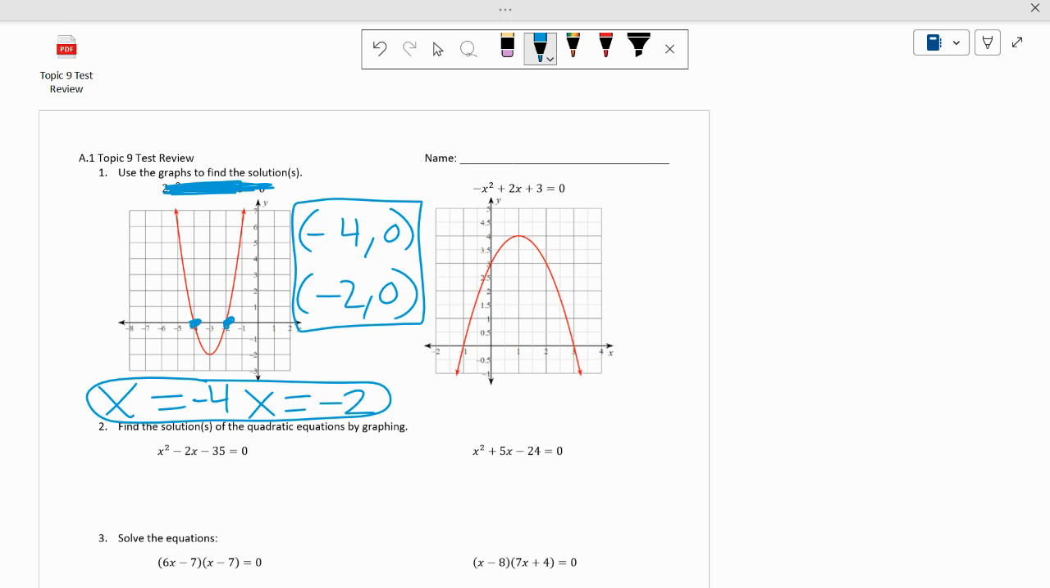The one thing that I would say that is wrong, some students have been writing the answer as a point. So they'll write -4, -2. That's wrong. That is not how we write answers. Those are not x-intercepts. That is a point on a graph. That tells me go left 4, down 2. If I go left 4, down 2, I arrive there, and there is no x-intercept at -4, -2.